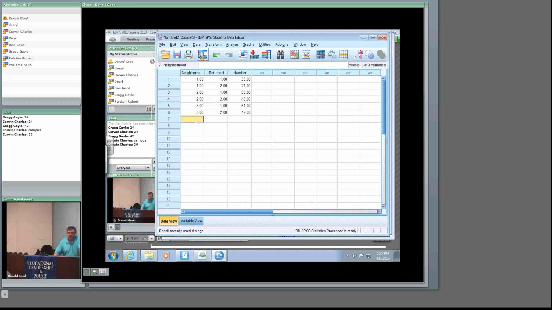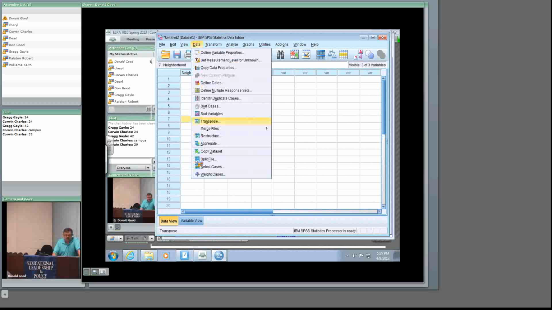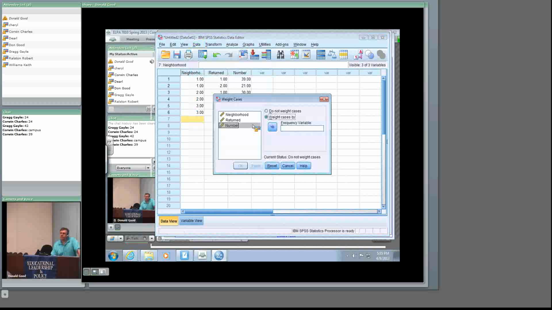First thing we're going to do is go to data, and we are going to weight cases. That means, the more numbers you have in a cell, the more numbers you have in the cell. So we're going to weight cases according to number, because the others are just labels. Number's a quantitative one.